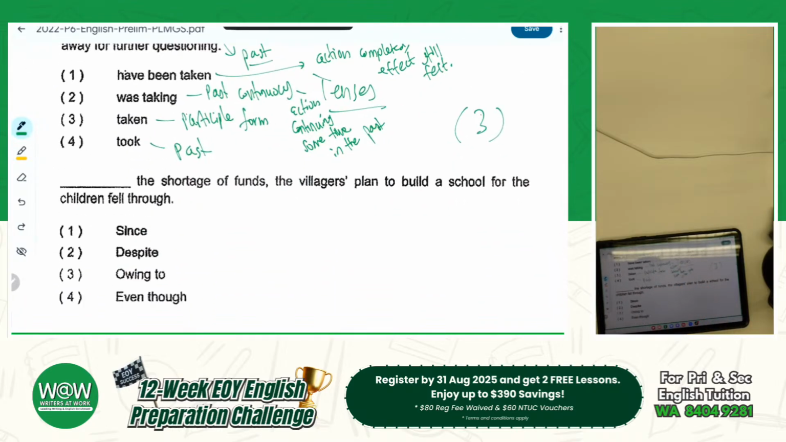Now moving on to question 8. There's the shortage of funds. The villagers' plan to build a school for the children fell through. Okay, so for this question here, we're looking at the cause and effect relationship. Because firstly, we observe that there is a shortage of funds. And the next thing that we observe is the plan to build the school fell through. Cause, effect.